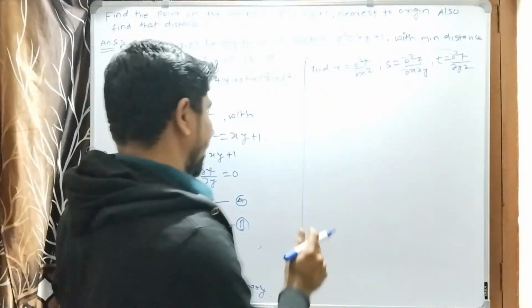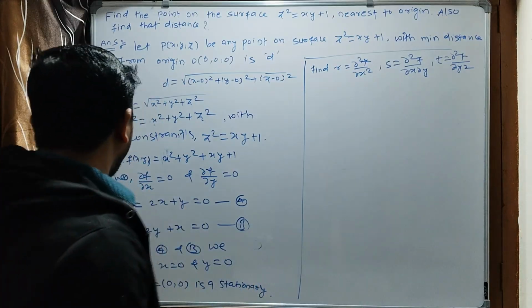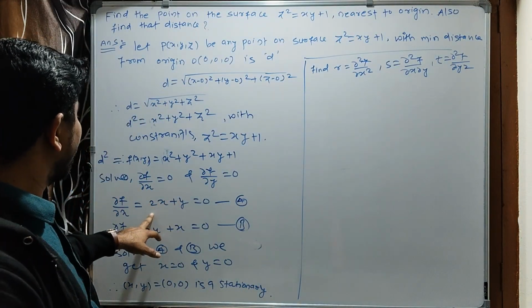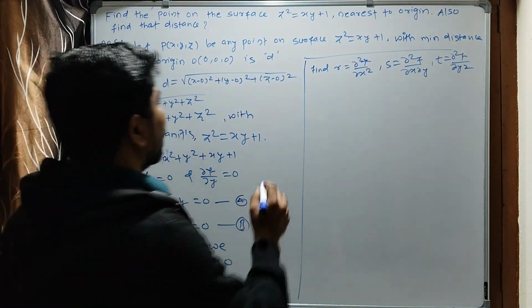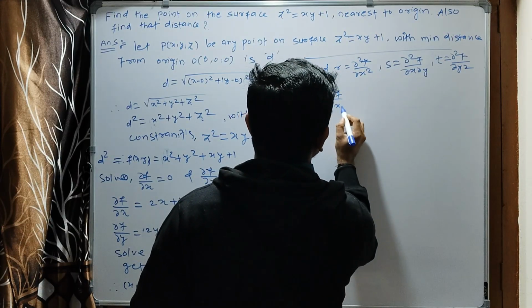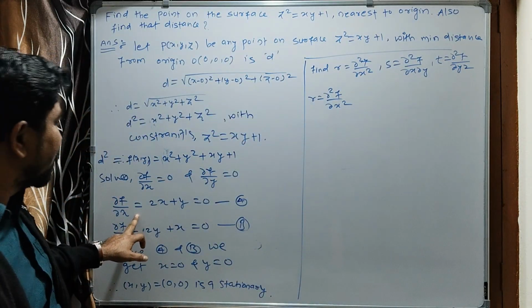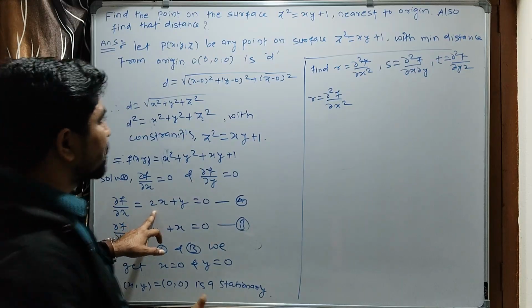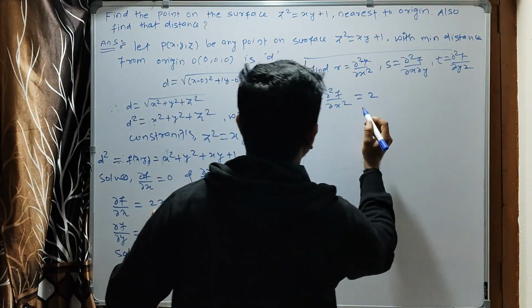Now tell me ∂²f/∂x². This is my ∂f/∂x. Therefore r equal to ∂²f/∂x², the partial derivative of this function again with respect to x. So this is simply equal to 2.